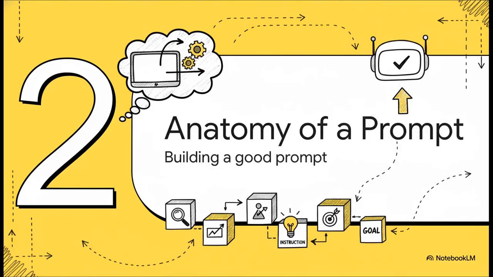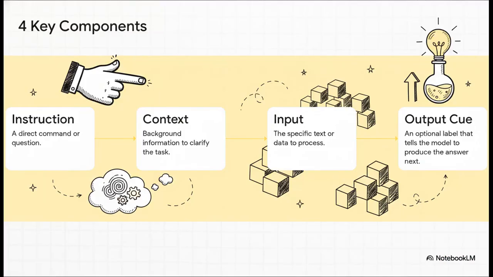Okay, so if it's all about that one single instruction, that one perfect throw, how do we make sure it's a good one? Well, that brings us right to our second section, the anatomy of a prompt. We're going to break down the essential building blocks. Think of it like a recipe. This slide gives us a really clear formula with 4 key ingredients.